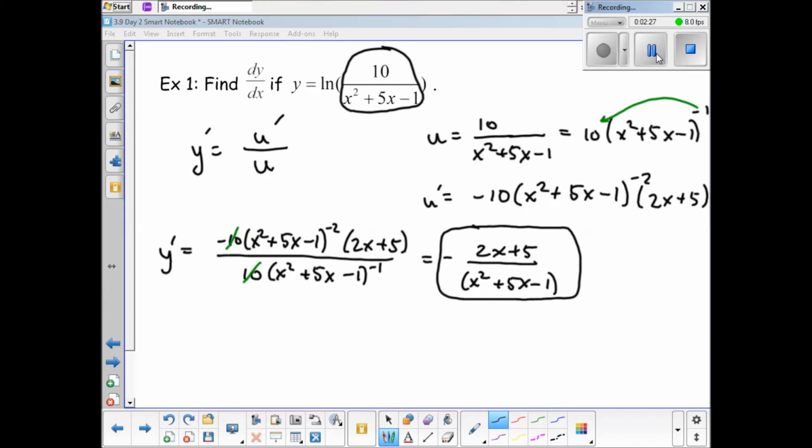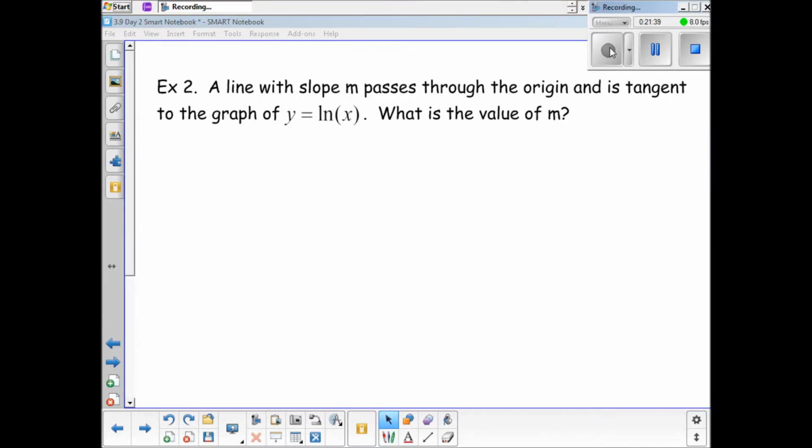Very, very nice. Okay, our next problem says a line with slope m passes through the origin and is tangent to the graph of y equals natural log of x. What is the value of m? Okay, so it seems like this problem doesn't really give us enough information, but if we have a chance to sketch natural log of x, I think we'll realize that it's very specific, actually. Okay, so I'm just going to remind you real quick of how to sketch a graph that you don't know.